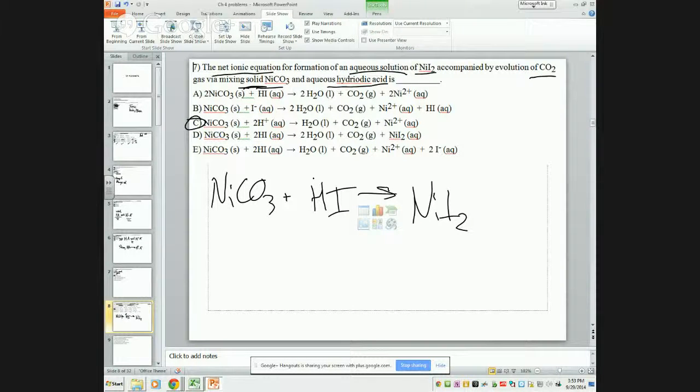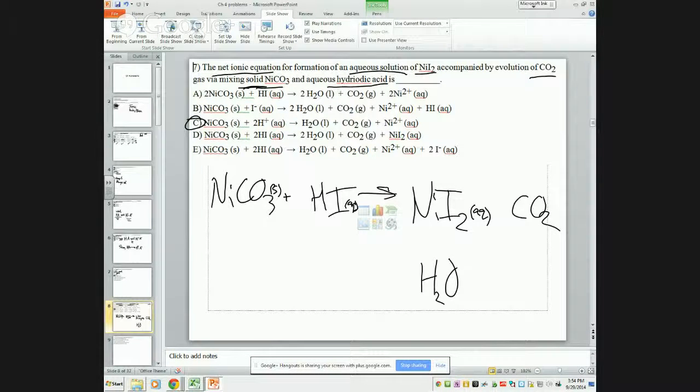So I start with this as a solid. It says HI, the acid. That's going to be aqueous. I end up with aqueous NiI2 and CO2 and water because it's all aqueous.